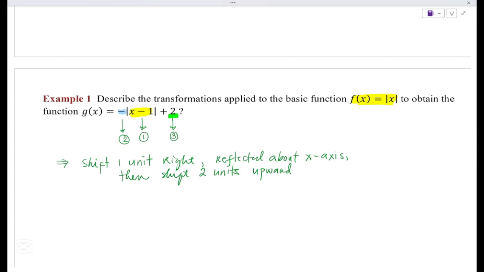So there is another option in this transformation that we can describe. For example, on option 2, we have g of x equal to negative absolute value of x minus 1 added by 2. In this first term, we can also start by reflection, and then after that, replacing x by x minus 1, so it's horizontal shift, and then the last one is the vertical shift.